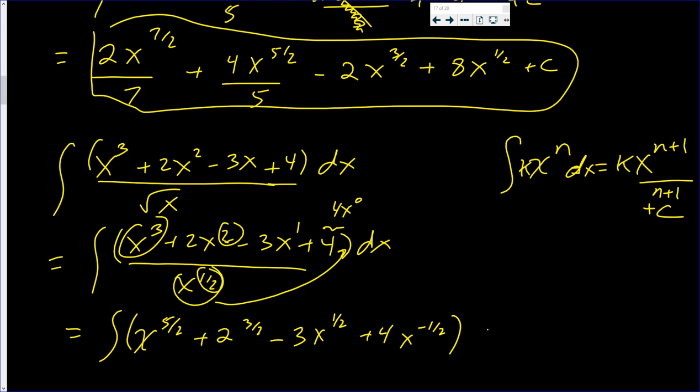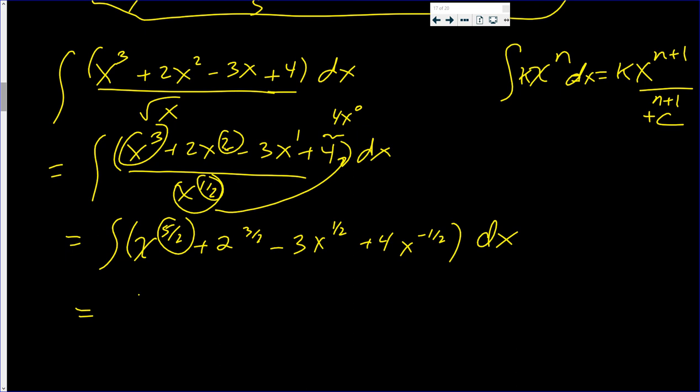So now we add 1 to that power. 5 plus 2 is 7 over 2. And then you divide by 7 over 2, plus... Okay, this should be x, I guess. Sorry. You add 1 to that power by adding the 3 and the 2 and then dividing by 2.